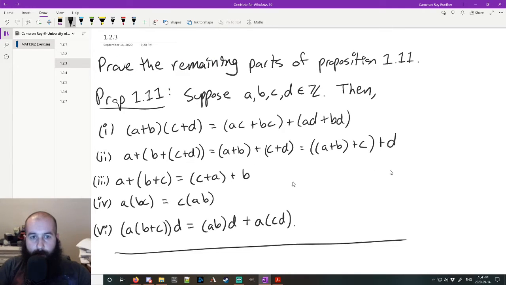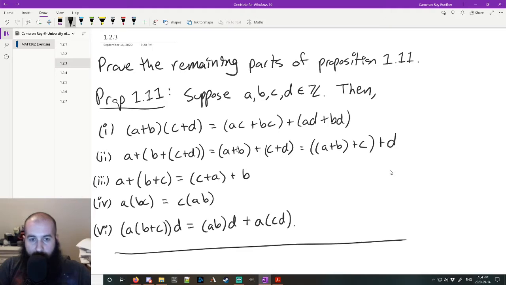Exercise 3 is to prove the remaining parts of proposition 1.11, which I've listed out here. Part 5 is missing because it's proved in the notes, but we'll be giving a proof of these parts. Since these are a bit longer and they're going to use a lot of different axioms, I'm not going to recall the axioms anymore, but you can check them in the notes.